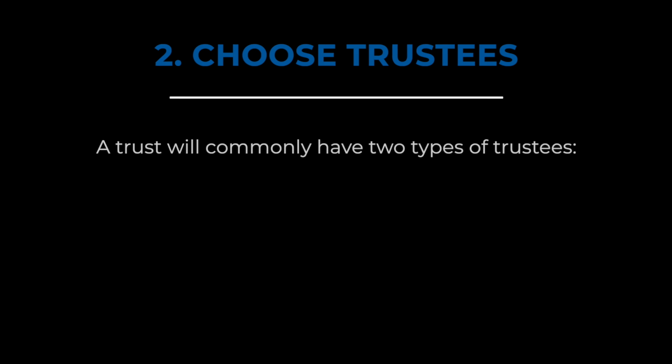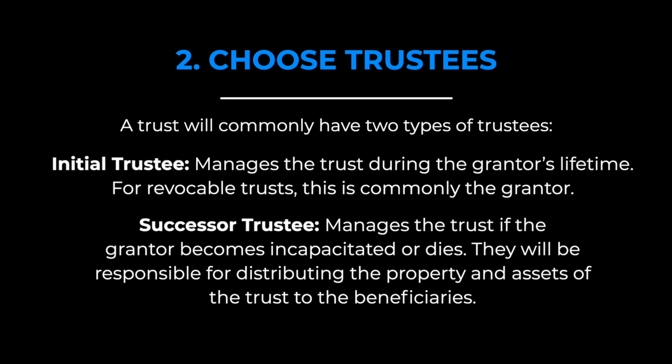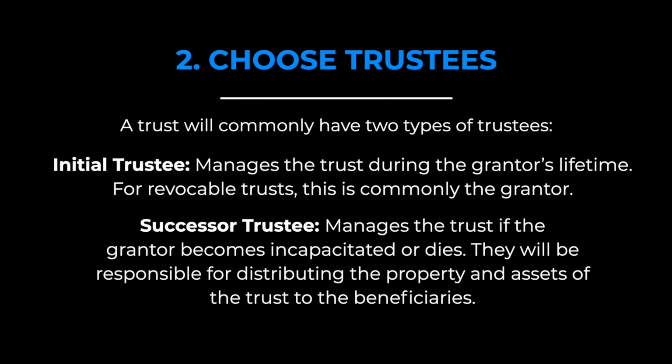2. Choose trustees. A trust will commonly have two types of trustees. The initial trustee manages the trust during the grantor's lifetime. For a revocable trust, this is commonly the grantor. The successor trustee manages the trust if the grantor becomes incapacitated or dies. They will be responsible for distributing the property and assets of the trust to the beneficiaries.